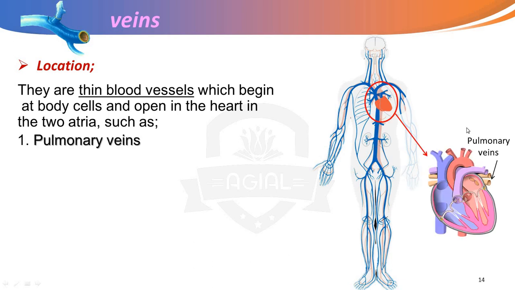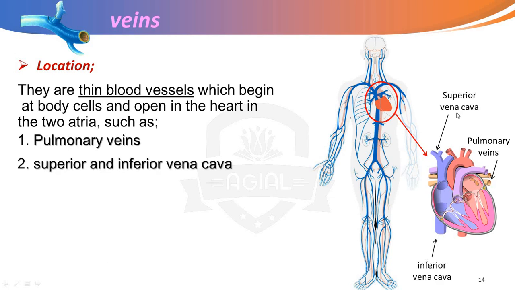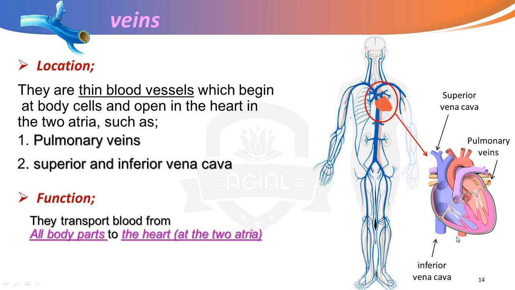Veins open in the heart in the pulmonary veins and the superior vena cava and inferior vena cava. In the arteries, we said that they take the blood from the heart to all the body parts. Veins, unlike them, take or transport blood from all body parts to the heart.